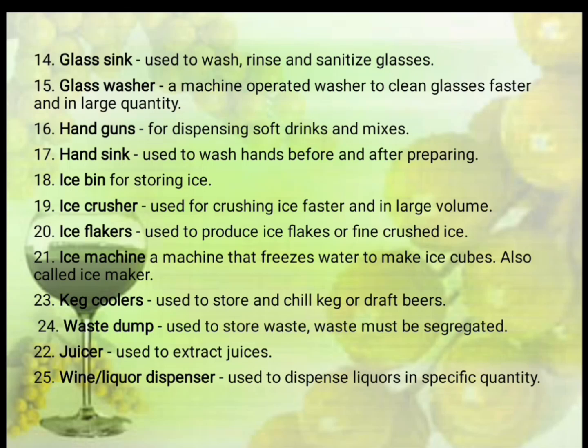Twenty-three, keg cooler, used to store and chill keg or draft beers. Twenty-four, waste dump, used to store waste. Waste must be segregated. Twenty-two, juicer, used to extract juices. Twenty-five, liquor dispenser, used to dispense liquor in specific quantity.